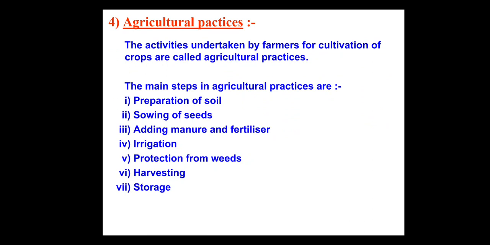The various types of agricultural practices. In India, even today, majority of the population stay in the villages whose major occupation is agriculture. So agriculture involves these steps, children: preparation of soil, sowing of seeds, adding manure and fertilizer, irrigation, protection from weeds, harvesting and storage.